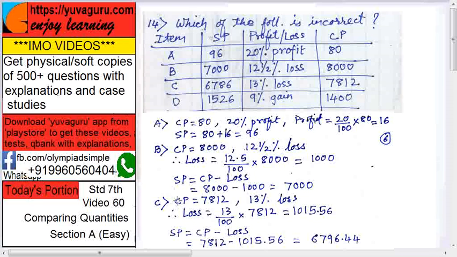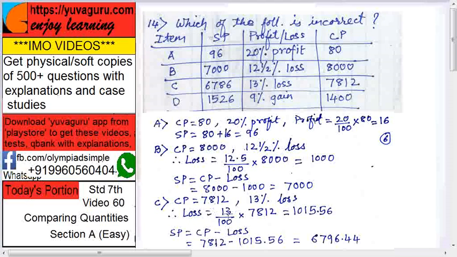C. Cost price equals 7812. Loss is 13%. Calculate the loss. 13 upon 100 into 7812. Now how to multiply this? 2 zeros are gone and take 2 decimal places over here. So 13 into 78.12. Multiply this. You do it yourself.